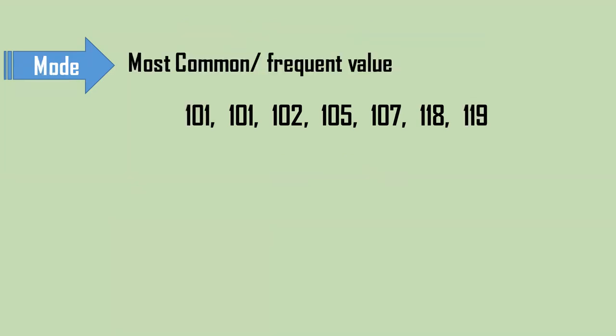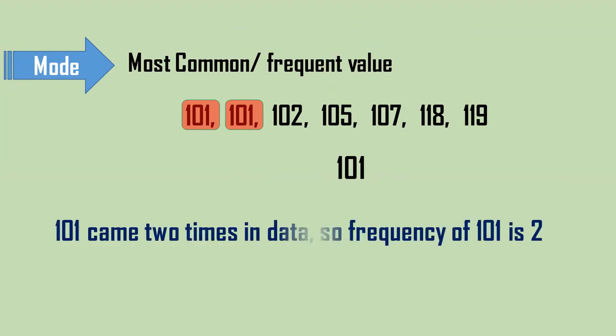The next is the mode calculation. Any number in the given data that occurs most frequently, many times, is the mode. For example, 101 appears 2 times. So in this data, 101 is the mode because it appears 2 times, and the frequency of 101 is 2.